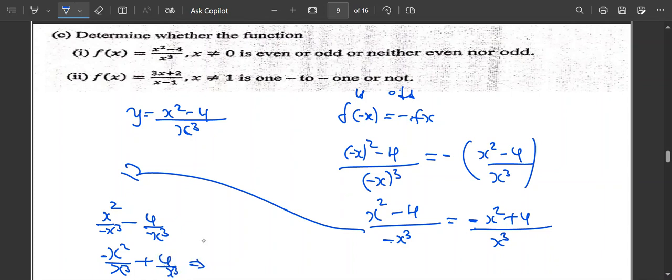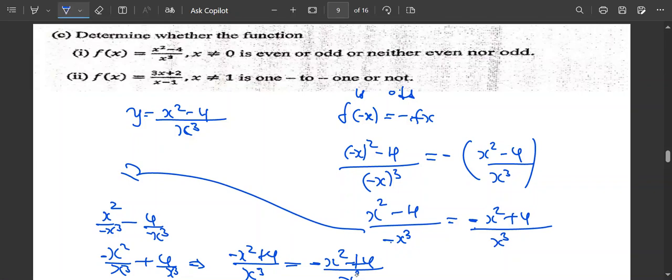This can be written with what is common, x cubed, and then you write negative x squared plus 4. You have seen that this is equal to what we multiplied there, you remember? So this function was odd. I can't even go and prove even because it has already shown one character. So this function was odd, guys. It wasn't neither, it was odd.